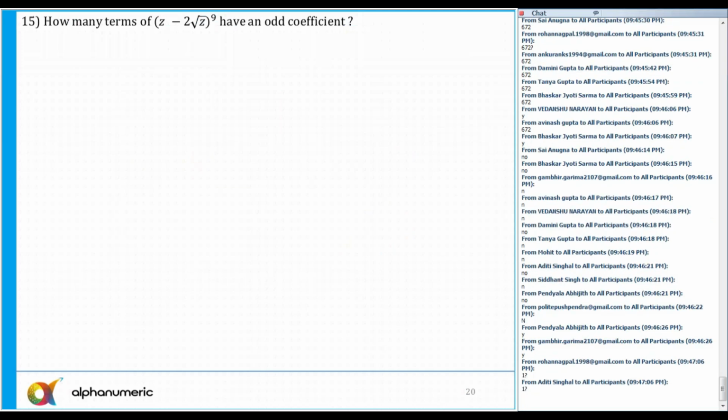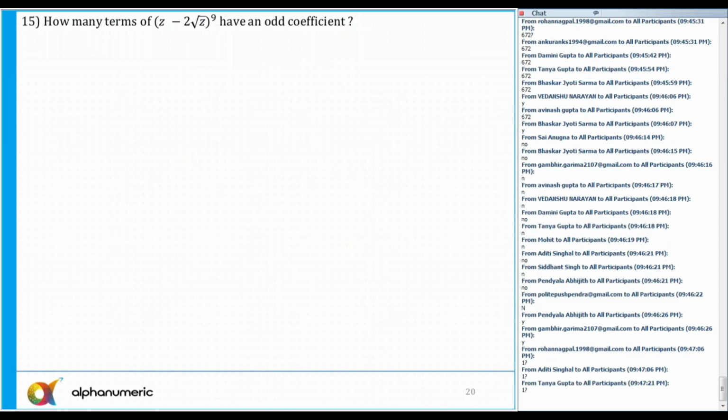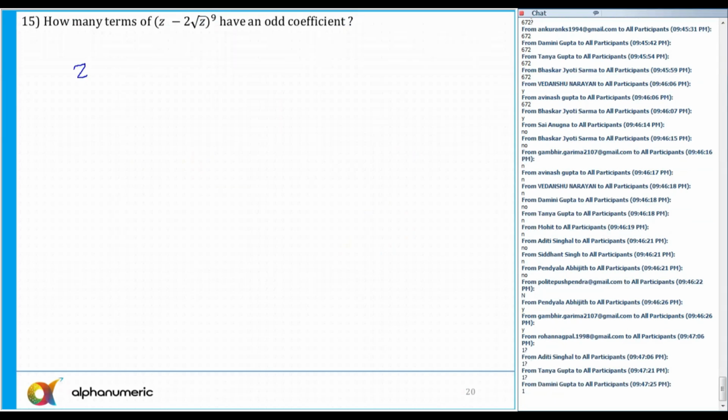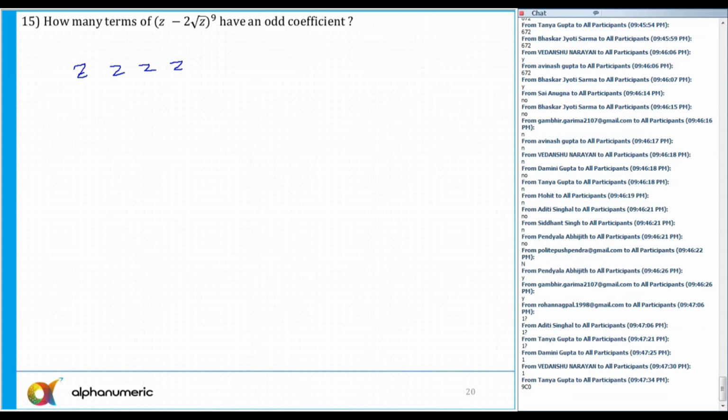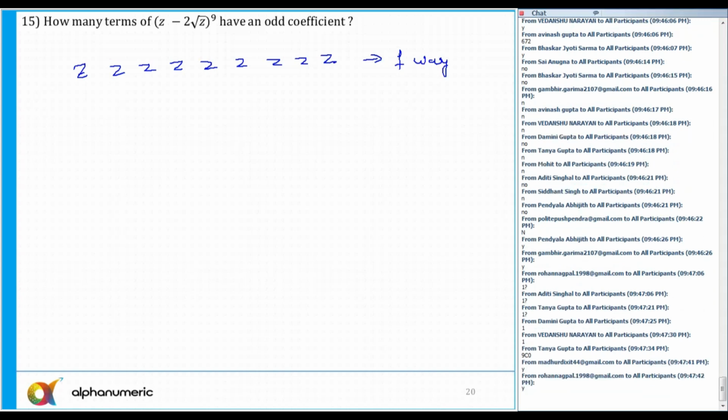How many terms of Z have an odd coefficient? One way. Yes, that's it. There is only one way. For that, they have an odd coefficient. So it means I need to pick Z from all the nine brackets. There is exactly one. So the answer is definitely one.